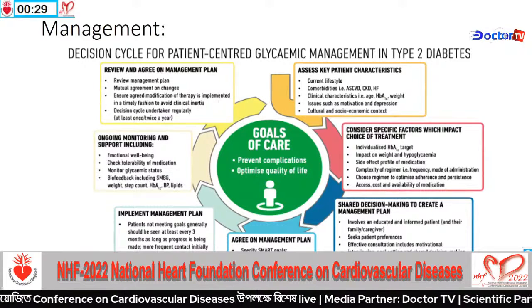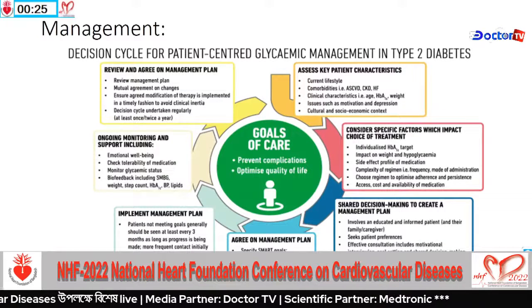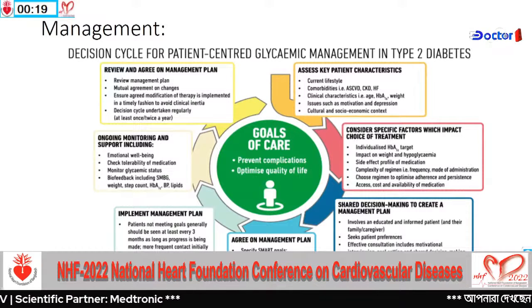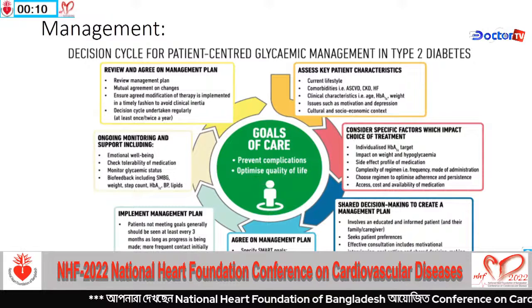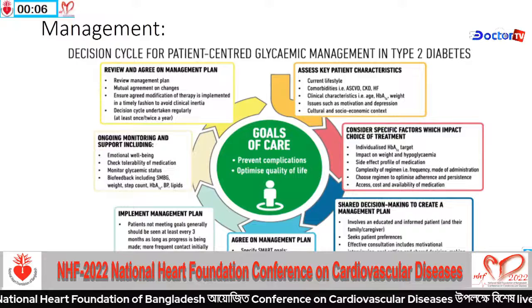Then there is shared decision making between the physicians and the patients. Most important, we have to plan SMART goals: they should be specific, measurable, achievable, realistic, and time limited. And then we have to plan how we can implement our targets. So at the end of everything, we have to think about the patient's ability, the patient's attitude, the patient's comorbidities, and also the cost benefits of the treatment.